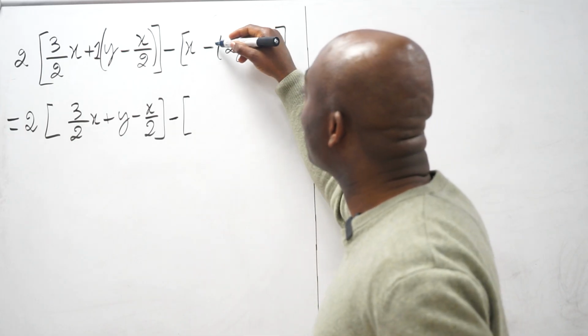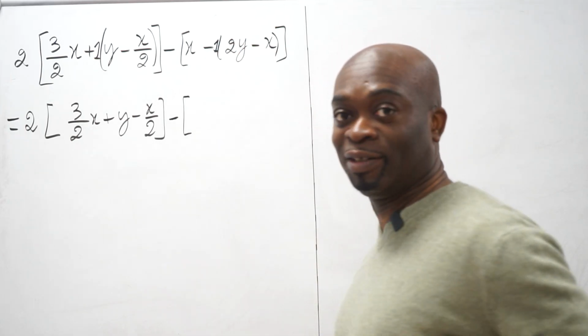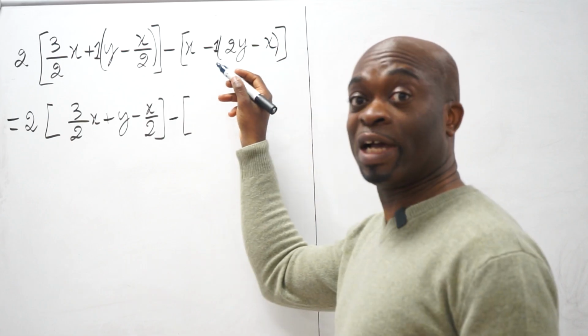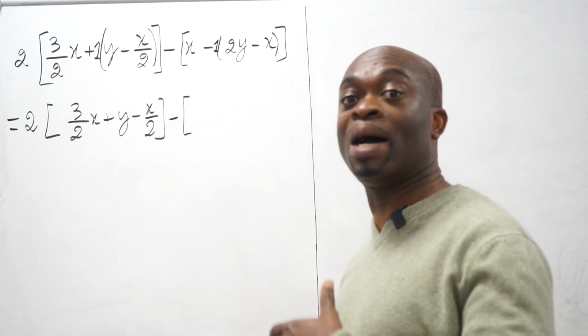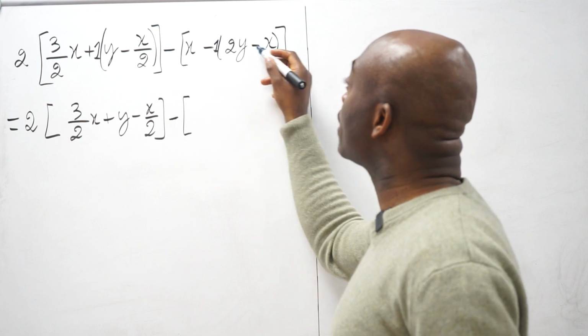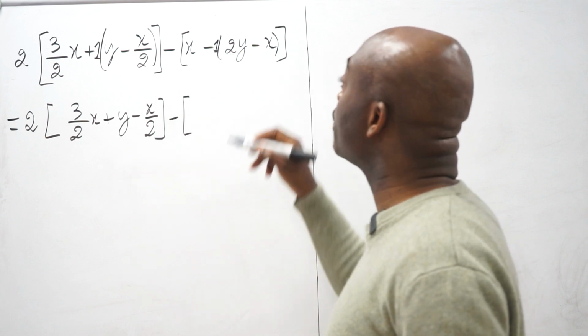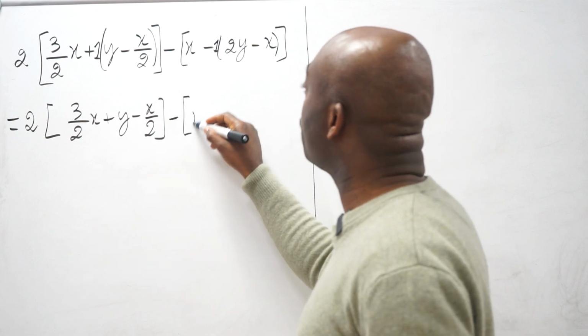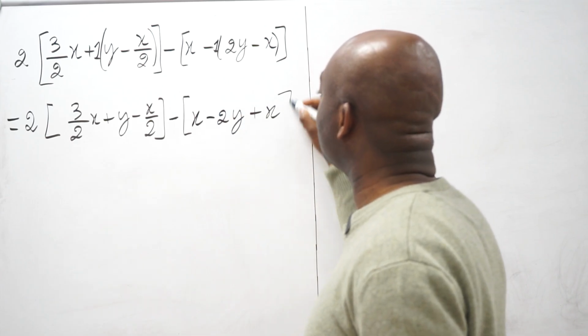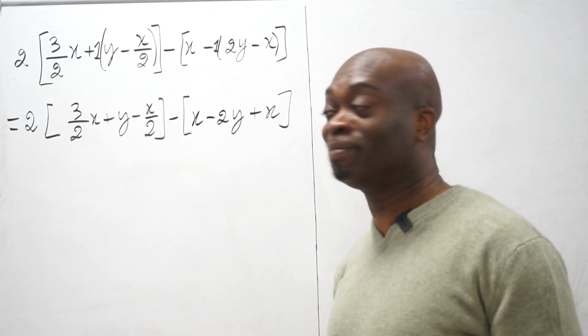But in this case, we have a negative, so that'll be -1. And the -1 will apply on whatever you have inside to change the signs to the opposite. Because -1 times +2 is -2. -1 times -1x is going to give us +x. So we end up with x, then minus 2y plus x. So far, so good? Yes?